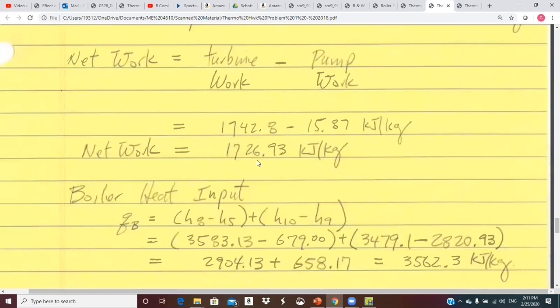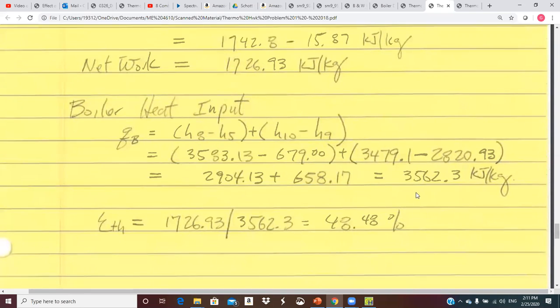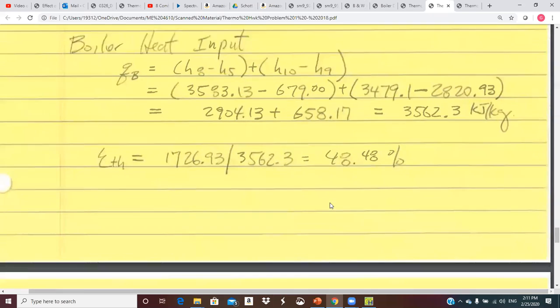So net work is total turbine work minus pump work. Comes out 1726.9. Boiler heat input, we got the main steam, we got the reheat, but it has full flow, so it's just the enthalpy differences. So it comes out 3562, and so there's your cycle efficiency, about 48.5%.